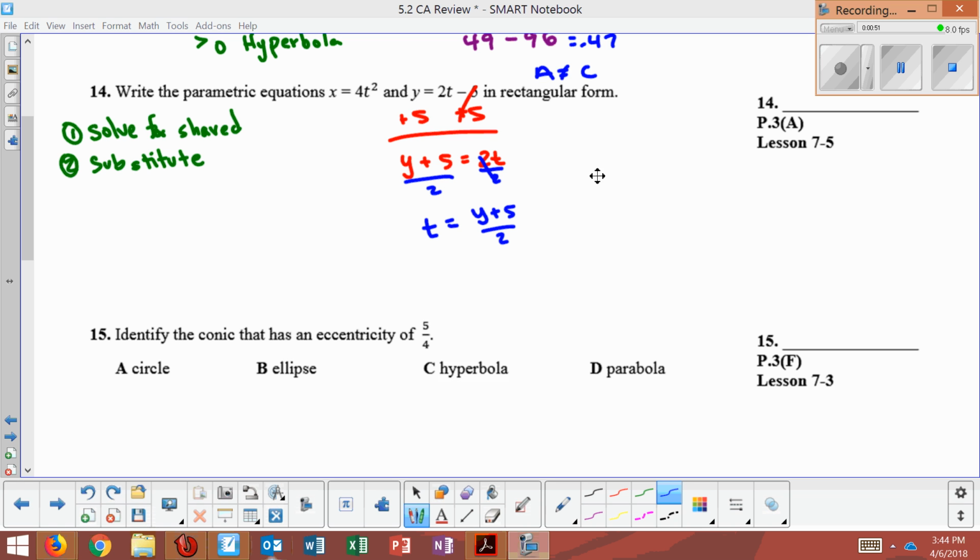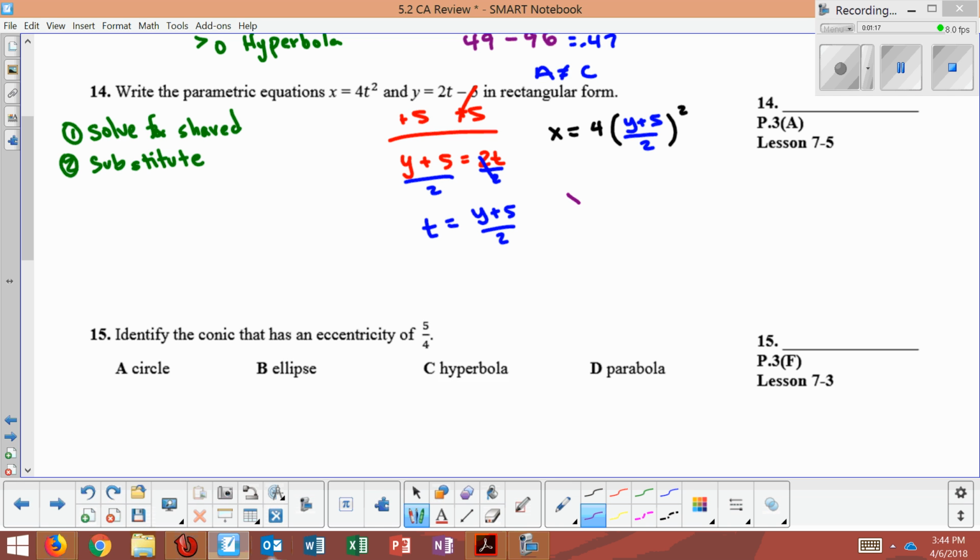I'm going to take this and plug it into the other equation. So the other equation said that x equals 4 times, and then we substitute here, (y plus 5) over 2, and we square that. Now when we square, you square the top and you square the bottom. I'm not actually going to square the top out. I'm just going to say this equals 4 times, with double parentheses, (y plus 5) quantity squared over 4, like that.